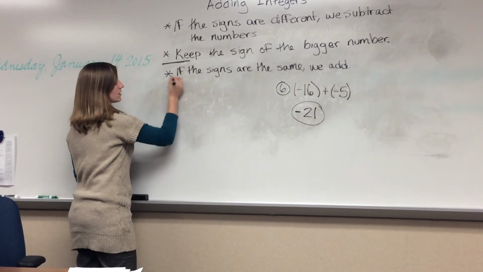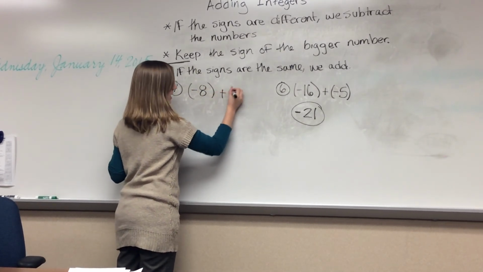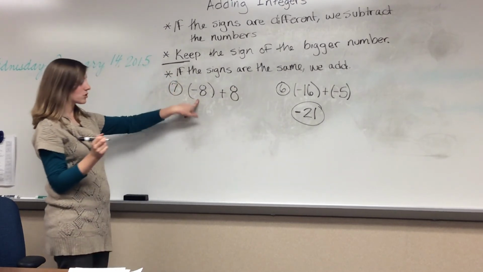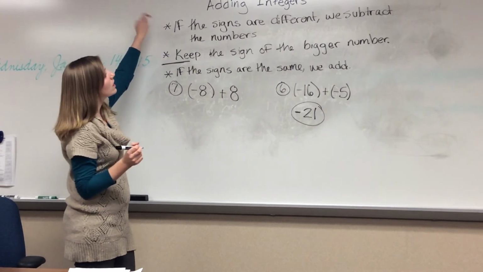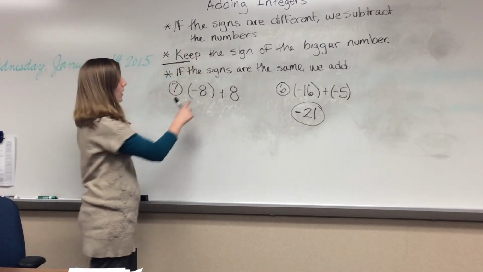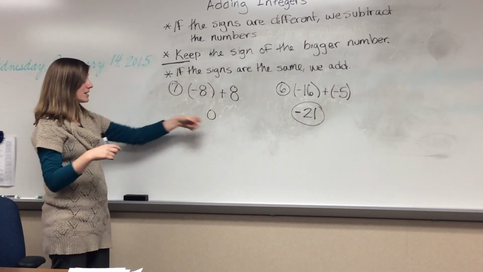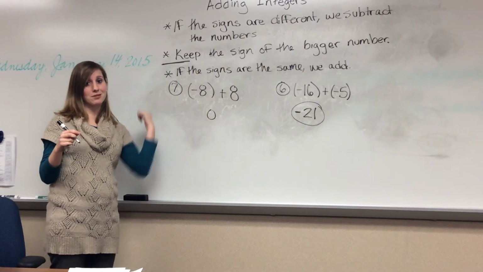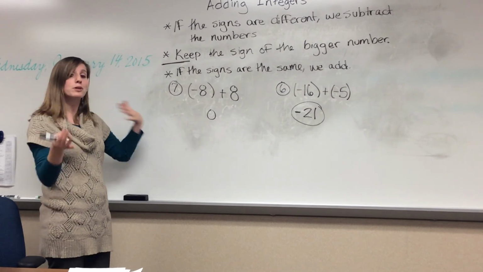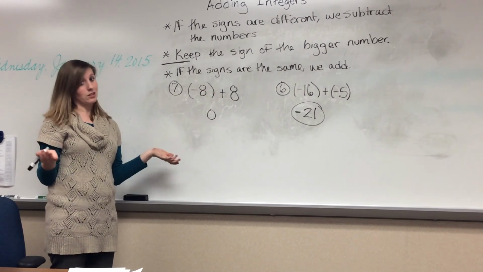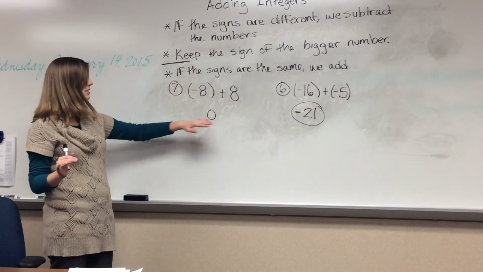And number 7, -8 plus 8. First one is a negative, the second one is a positive, which means follow the first rule. If the signs are different, we subtract. So 8 minus 8 is 0. Now remember, from the beginning of the video, I said 0 is a special number. It's neither positive nor negative, but it's still an integer. So I don't put a sign with 0, okay? I don't have to worry about which one is larger, because they're the same size, 8 and 8. So it's just 0. Don't put a positive sign, don't put a negative sign, just 0.